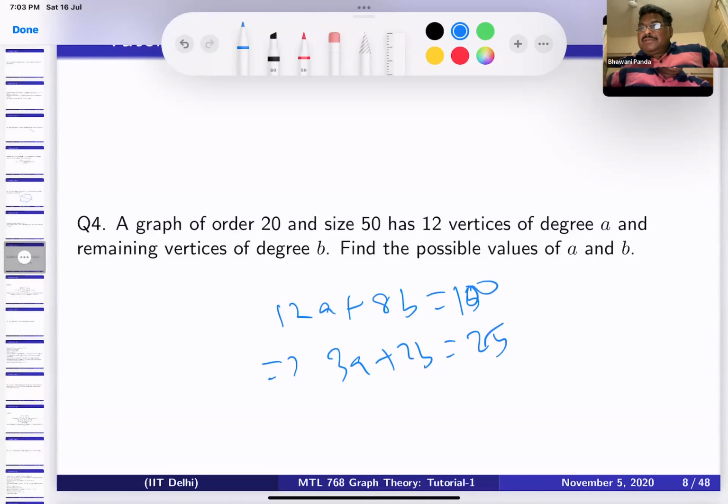We have one particular solution. Suppose a equals 3 and b equals 16. Now what happened? The degree can lie between 0 and n minus 1, right? So without loss of generality, a is less than or equal to b. You can vary a and then find out for which values of a the other one will be possible.